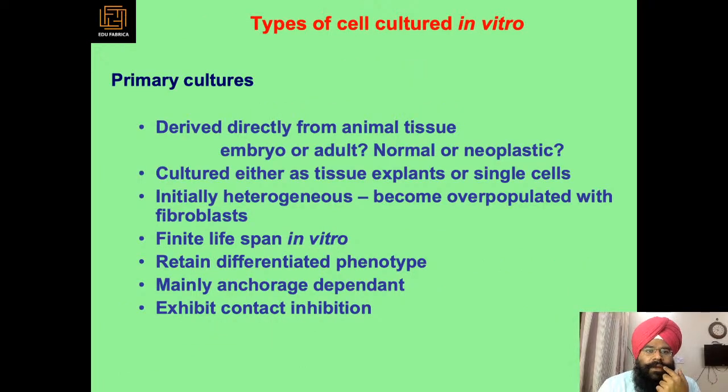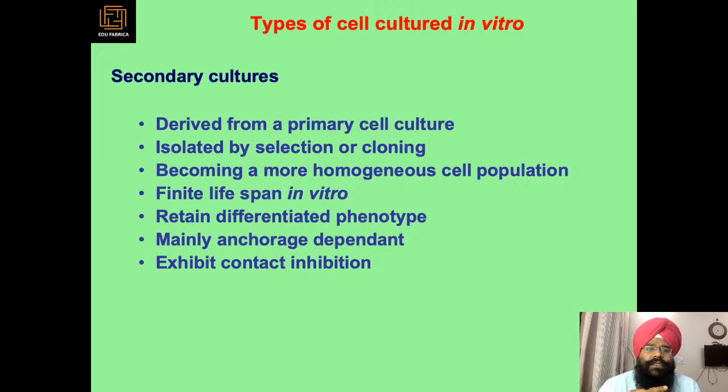So we have discussed primary organ culture and secondary culture. Primary culture is the one directly derived from the animal tissue, embryo or adult, normal or neoplastic, it doesn't matter. The cultures are either tissue explants or single cells. They have a finite lifespan, are mainly anchorage dependent, and exhibit contact inhibition. Secondary cultures are derived from the primary cell culture, isolated by selection or cloning, becoming a more homogeneous cell population, with a finite lifespan in vitro, retaining the differentiated phenotype, anchorage dependent, and exhibiting contact inhibition.